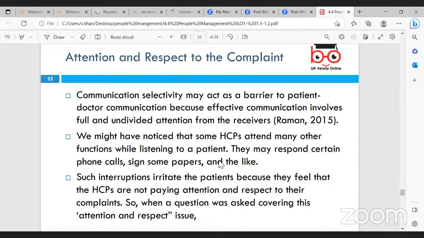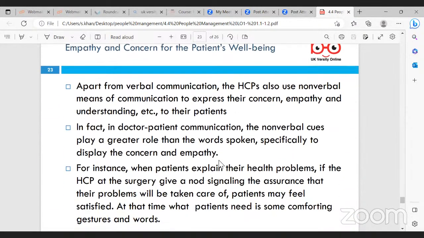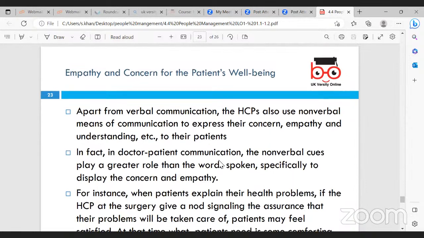They may respond to certain phone calls, signs, and some papers, and the like. Such interruptions irritate the patients because they feel that the healthcare professional is not paying attention and respect to their complaints. So when a question was asked covering this attention and respect issue, it needs to be taken into account when looking at respecting patients.